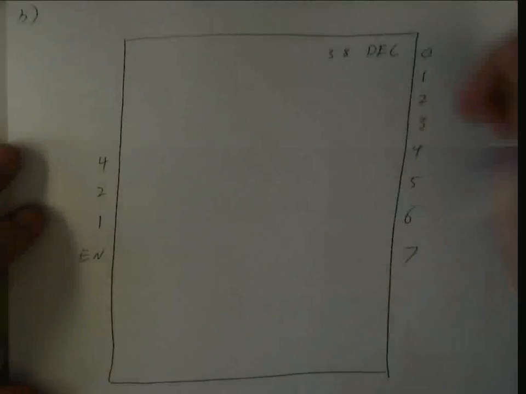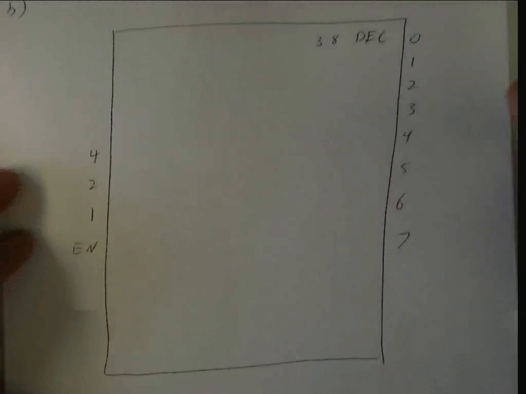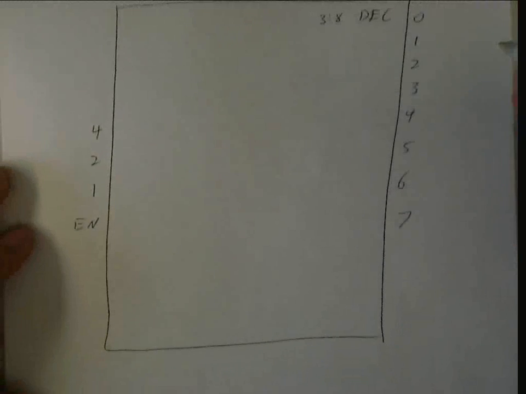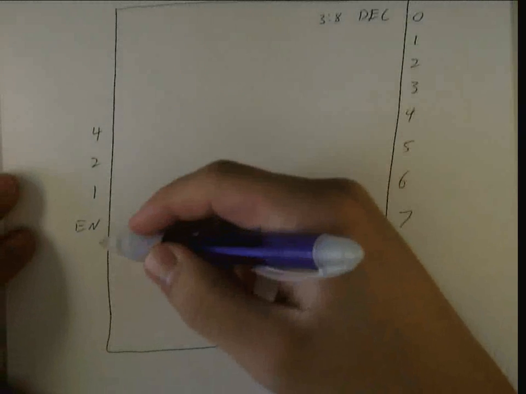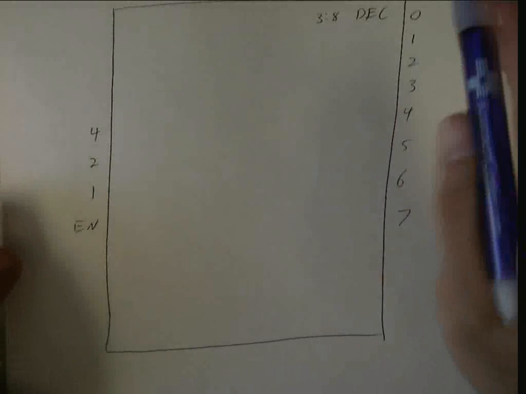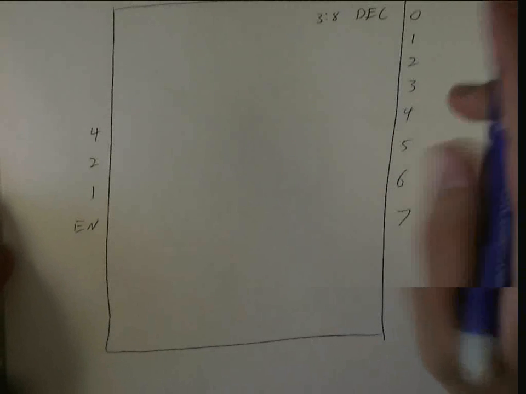And for part B, we have a 3 to 8 decoder. And I've kind of drawn my box again, and I'm going to have most significant bit down to enable, and I need to build it with the largest decoder I can use as a 2 to 4 with enable.